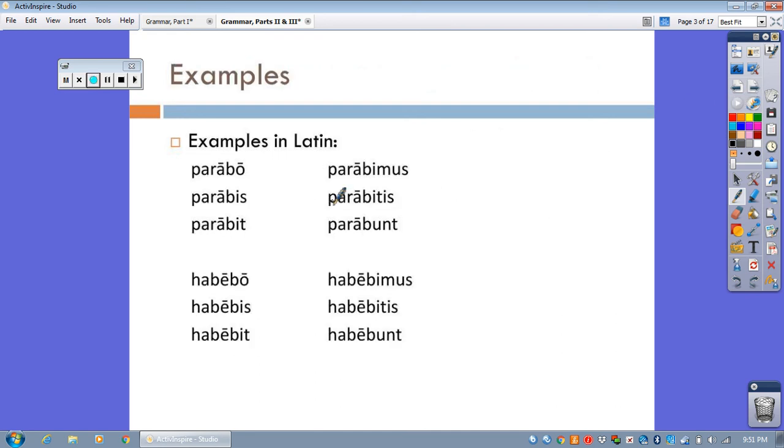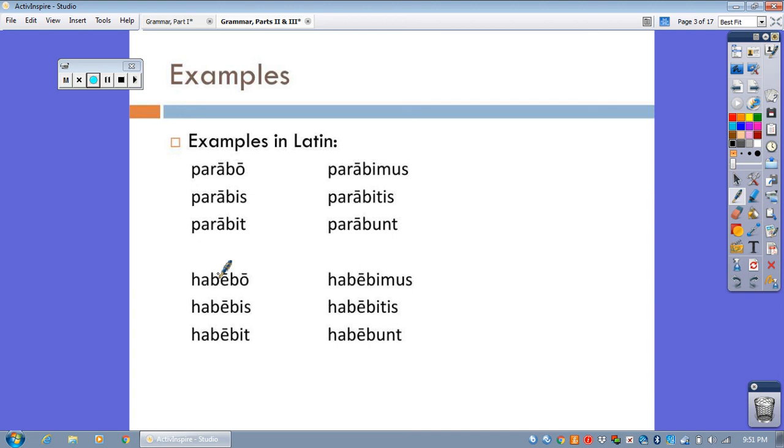Okay, here's some examples. So I take that verb to prepare, which is parat, and I chop off the T at the end and I add my future tense endings. So parabo, parabis, parabit, parabimus, parabitis, parabunt. I will prepare, I shall prepare, I should say. You will prepare, he, she, it will prepare, etc. We will, y'all will, they will.